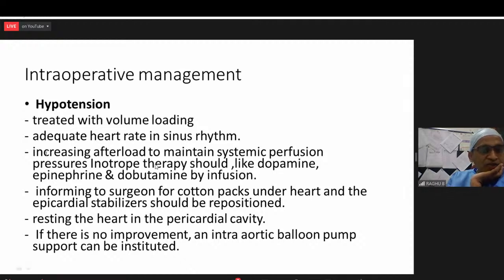And if there is an increase, we can increase the afterload to maintain the systemic perfusion, either with inotropic supports. First, we start with epinephrine, dopamine, or dobutamine. If hypotension is still persisting, we can also use phenylephrine at 100 to 150 mics bolus, and we can get the systemic pressure from the surgeon to remove the cotton mops under the heart, or the epicardial stabilizer should be repositioned. Resting the heart in the pericardium can make the pressure come up, or if there is still no improvement, an IABP has to be instituted.